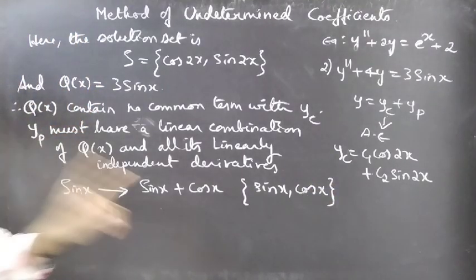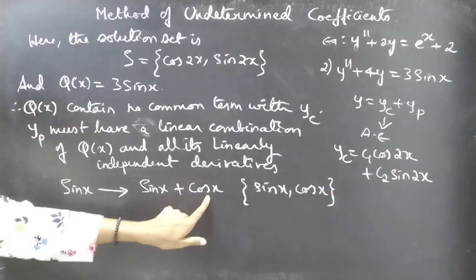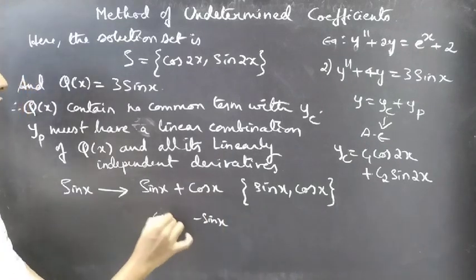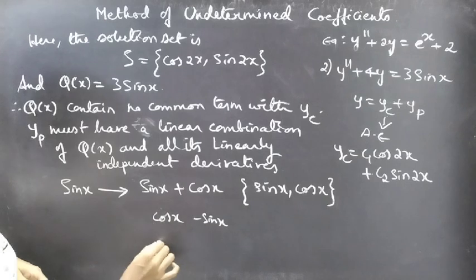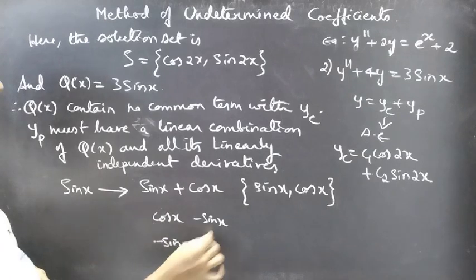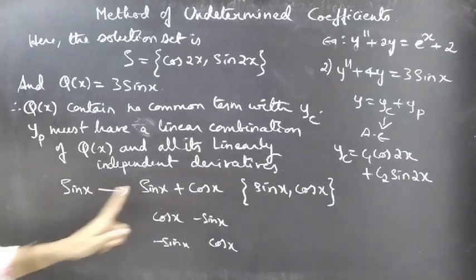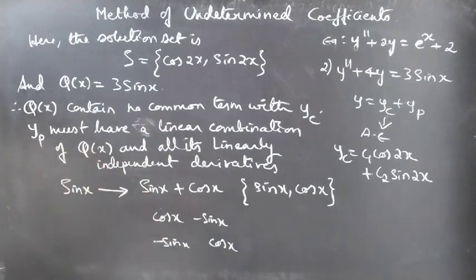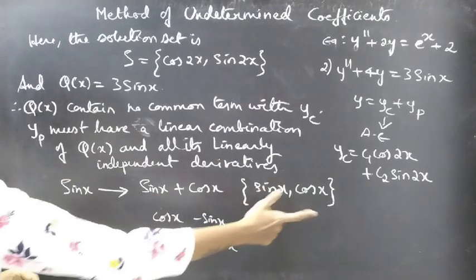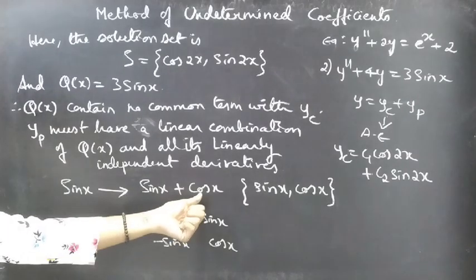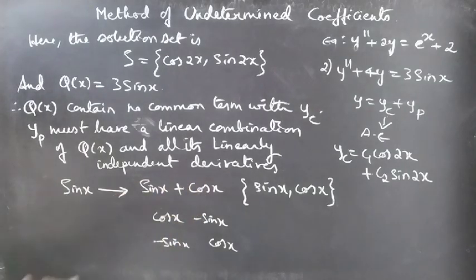Again, if you want, check it. Cos x derivative is minus sin x. Sin x derivative is cos x. Again, cos x derivative is minus sin x. You'll just repeatedly get the terms sin x and cos x only, right? There is no other term from sin x, right? So you'll have a finite set, sin x and cos x. Okay, q of x and its derivative gives sin x plus cos x.